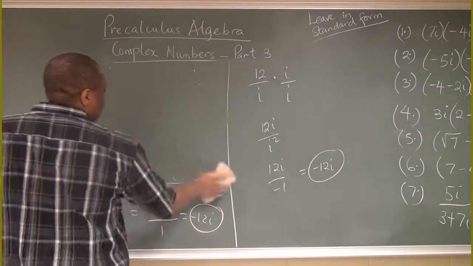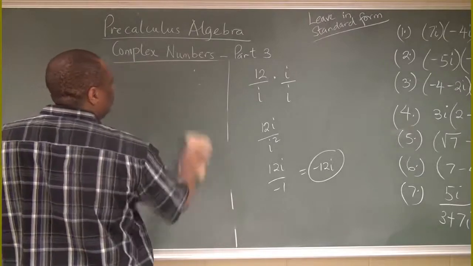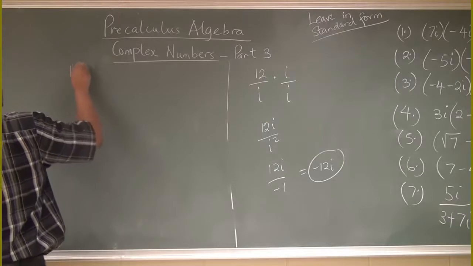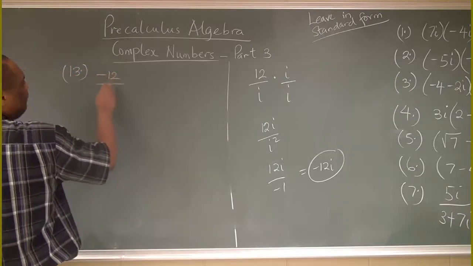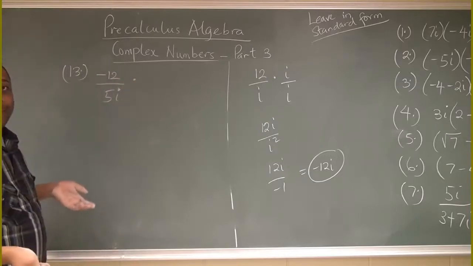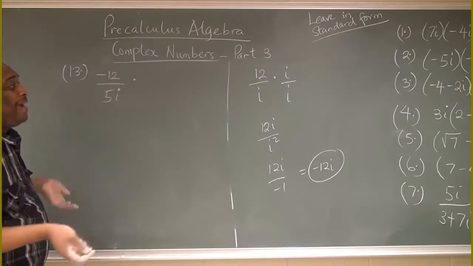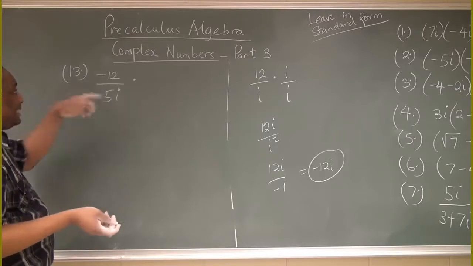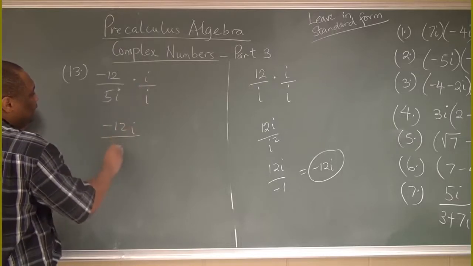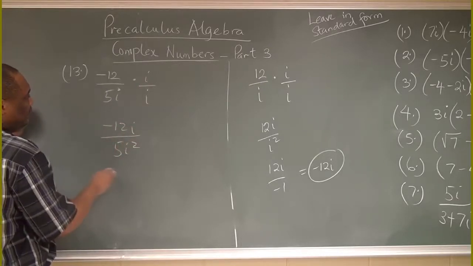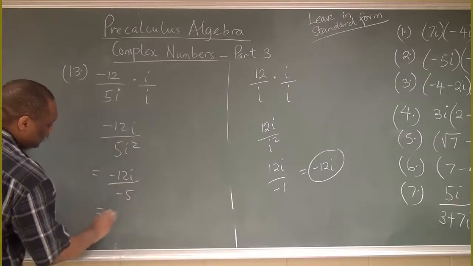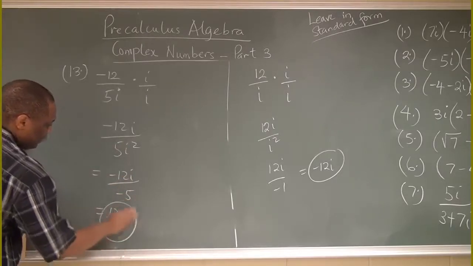The last question, last but not the least, is question 13, negative 12 over 5i. So you can, if you like, multiply by I over I, or if you like, multiply by 5i over 5i. It still doesn't matter. You can multiply by I over I. This is negative 12i over 5i squared, which is negative 12i over negative 5, which is 12i over 5.